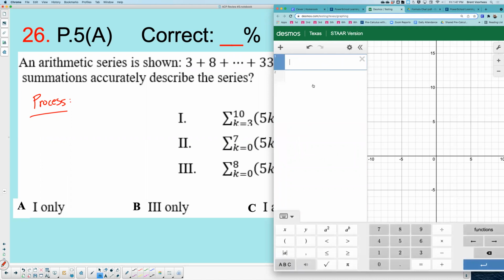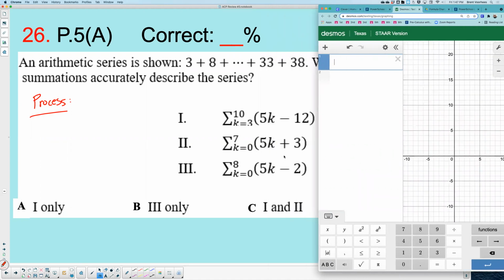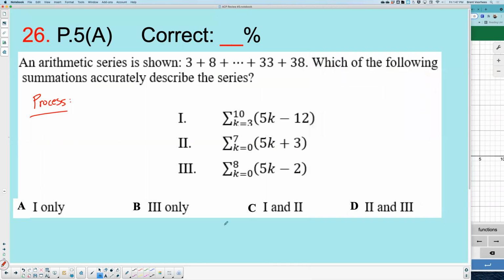I'll do number 1. You in the back do number 2. Someone else do number 3 in the front. Let's see what value you get. I'm going to do the sum of number 1. So SUM, K from 3 to 10 of 5K minus 12. And I'm getting 164.